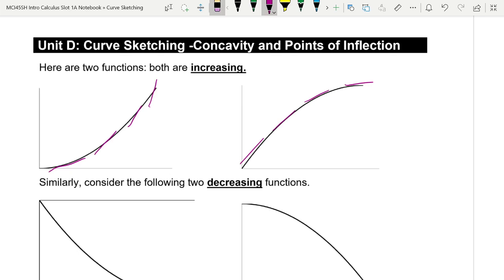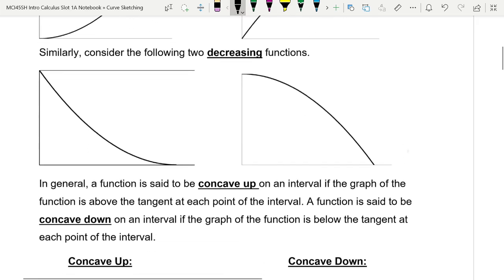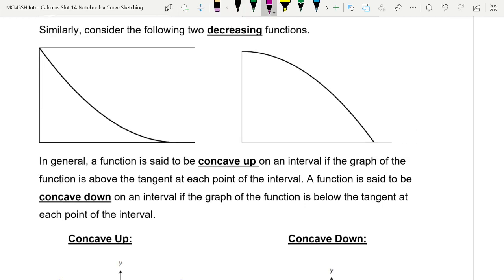Those of you who come to me from a physics background, you would say, well, okay, if this was my distance versus time graph, on this one the speed is increasing, on this one the speed is increasing, but the acceleration, sorry, let me say that again. On this one, the acceleration is increasing, and on this one, the acceleration is decreasing. Similarly, here's a couple of decreasing functions. Notice that on this one, again, the slopes start out very steep, but are flattening out, whereas here they start out flatter and then get steeper.